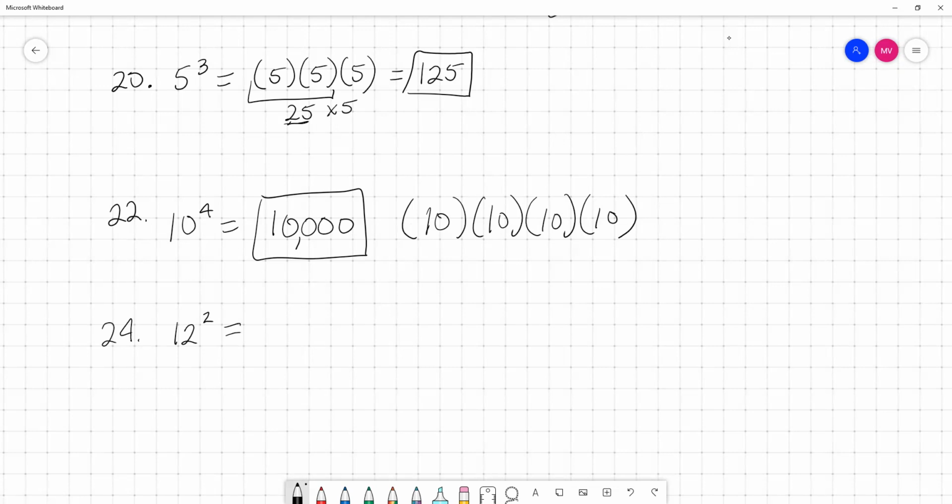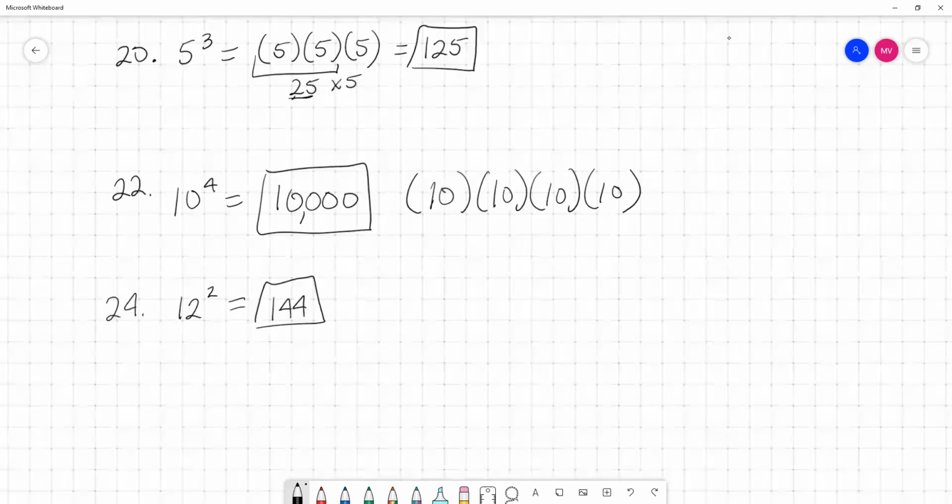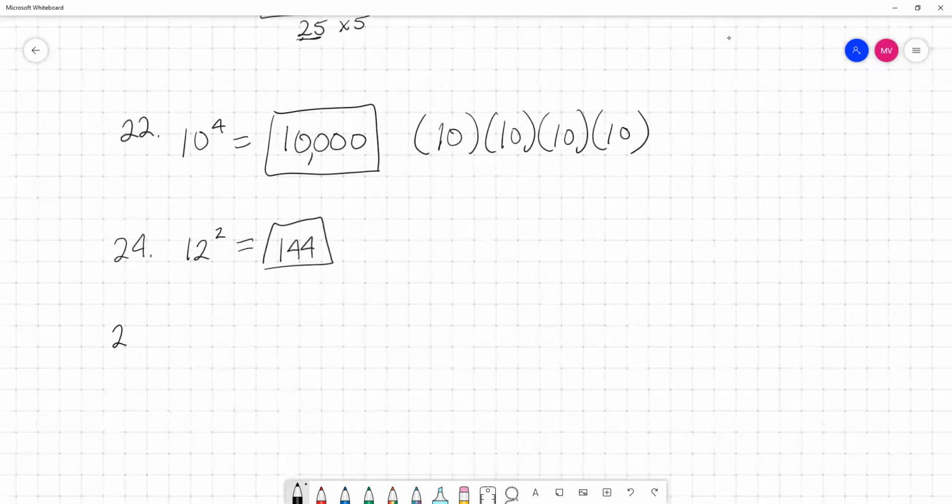You better have this memorized. This is part of your multiplication tables. 144. If you don't, work on memorizing those multiplication tables. Yes, and until you catch that, you're right. So don't do 12 times 2. This is 12 times 12.